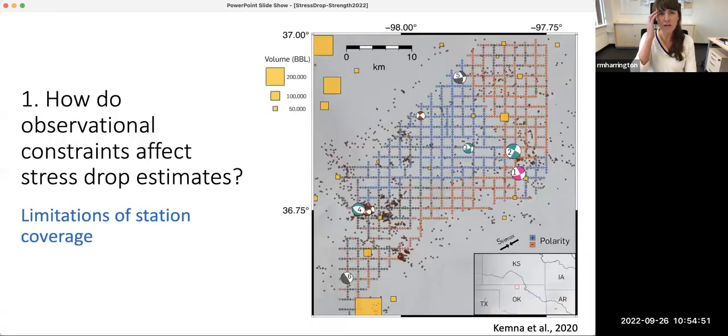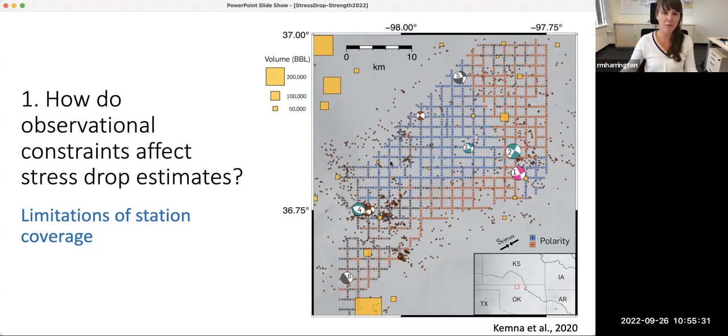Okay, so let's get into some of our actual data and see how we've tried to figure out what the limitations of station coverage are in terms of making these stress drop estimates. So this is from work we did using the LASSO array, which was a nodal seismic deployment performed in Oklahoma in 2016. And we had about 1,860 nodes, which were deployed at about 400 meter spacing.